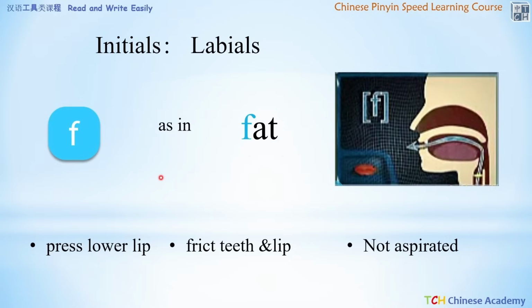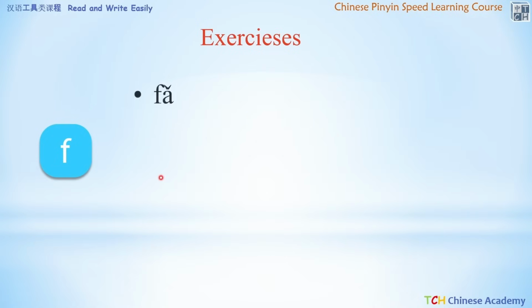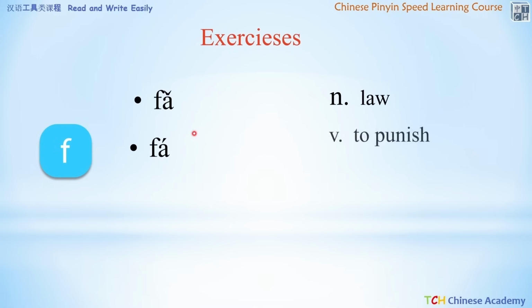Now let's do some exercises with f. The first one is f with the third tone, fǎ. That means the law in English. And the second one is f with the second tone going up, fá. That means to punish. And the third one is f with the first tone, fā.